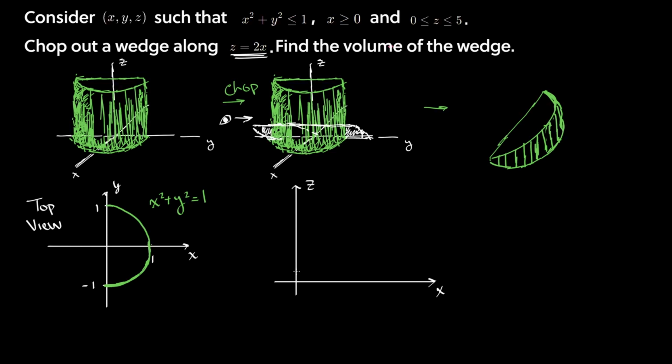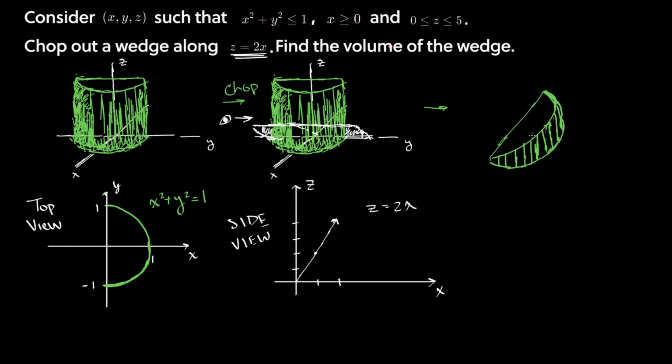So we have 1, 2 over 1. And then another 1, 2 over 1. So we get a line that looks something like this. So this is z is equal to 2x. And that is what we're chopping along with our axe. And so we'll call this our side view real quick. But again, this is all the information that we were given.